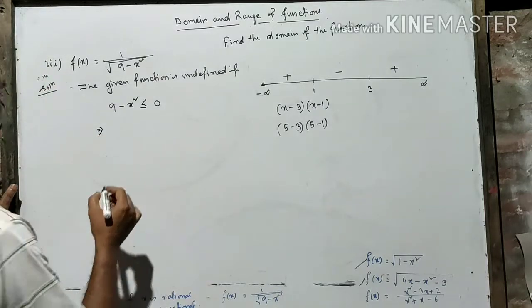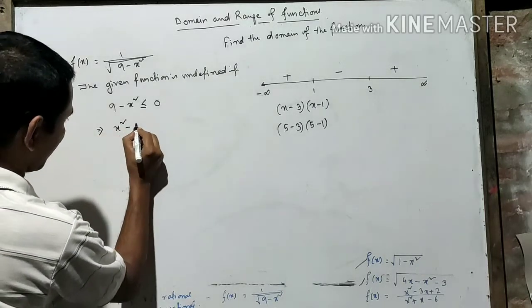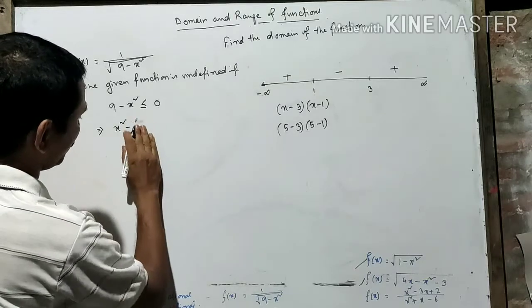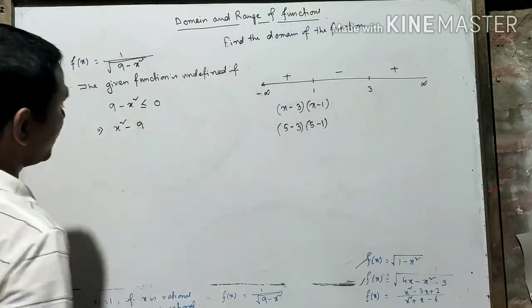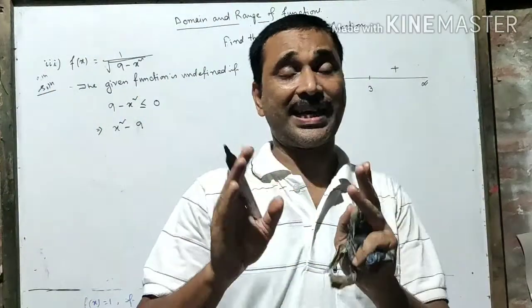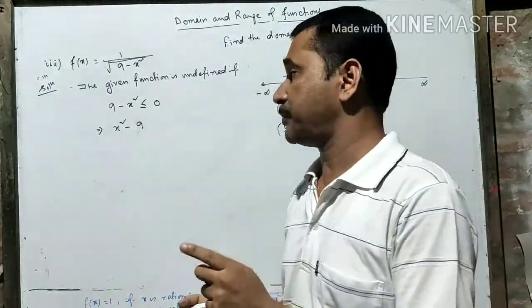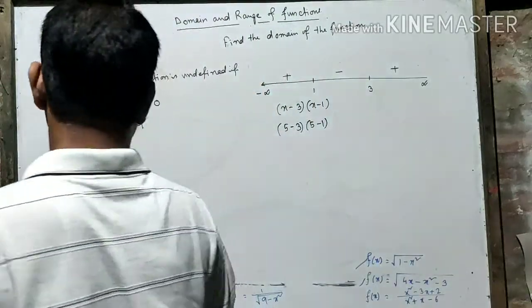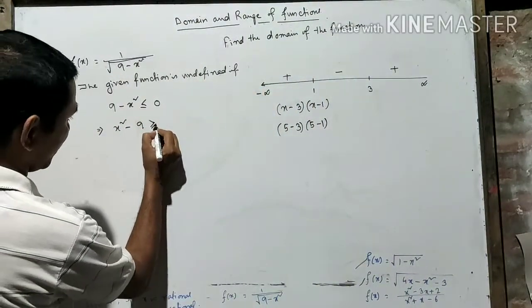This implies, let us change the sign: x square minus 9, we will always try to take x square as positive, so x square minus 9 less than 0. Remember, always take x square as positive. This will help you solve the inequation. So sign changes, inequality changes.